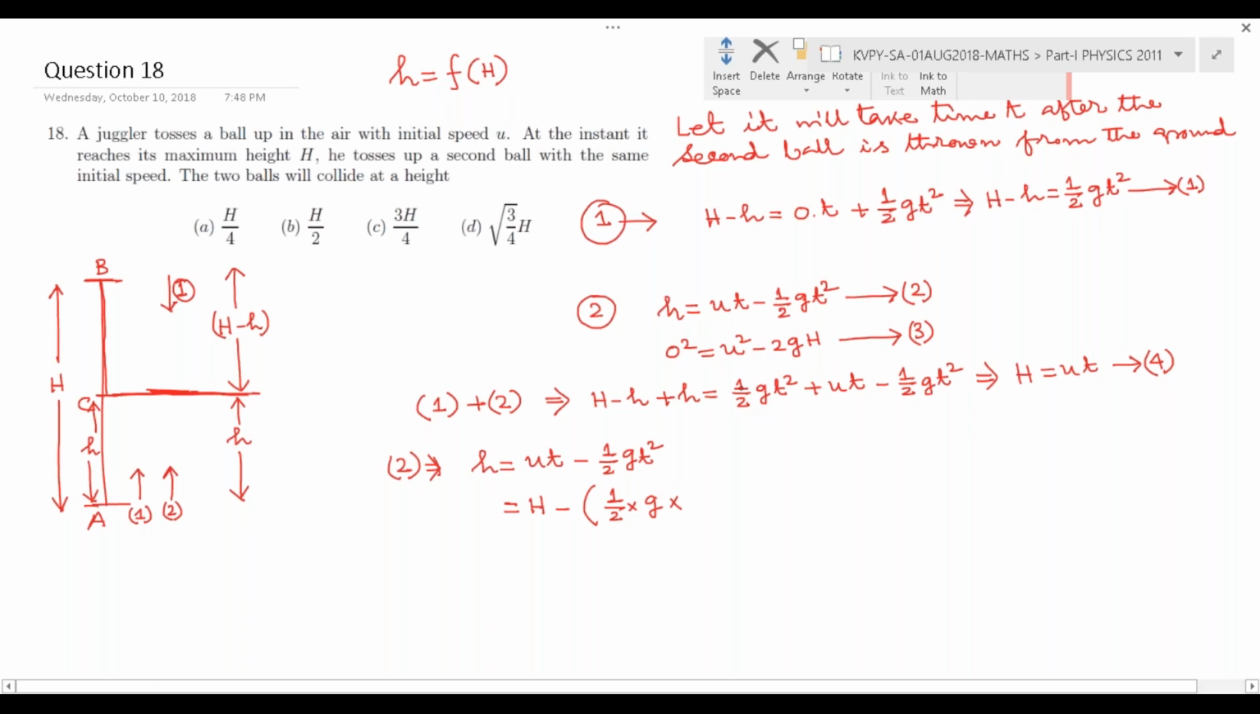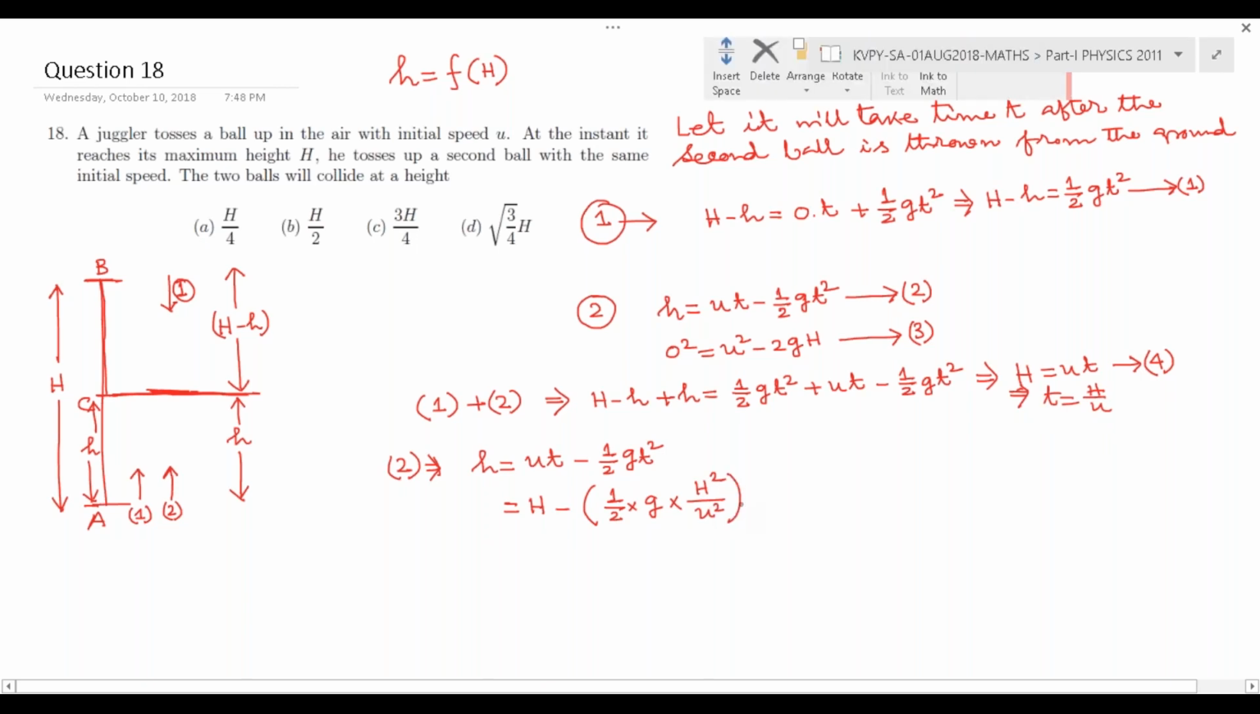G into T square. T is equal to U square into, T square is equal to H square by U square from equation 4, this one. So from this one, what we get? This implies T is equal to capital H by U. So this will be capital H square by U square.